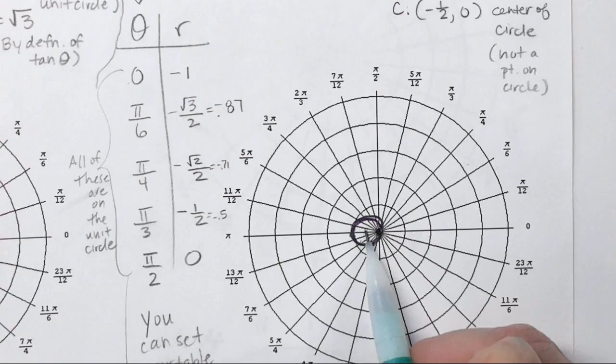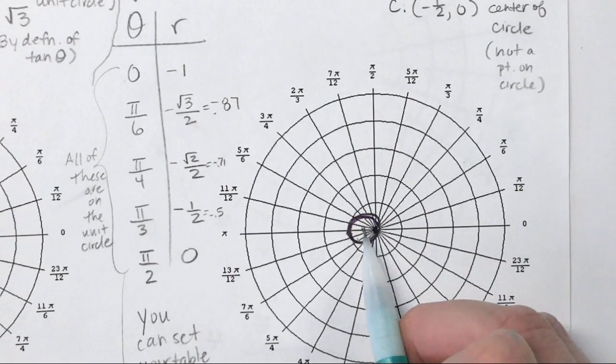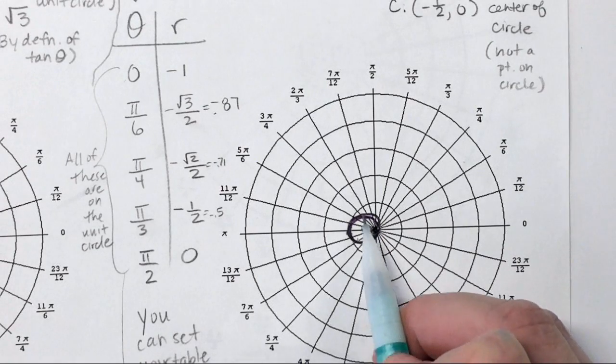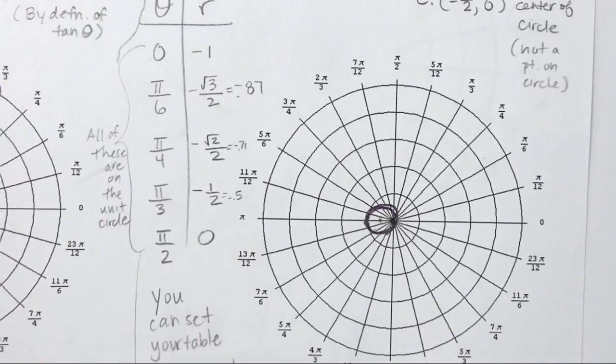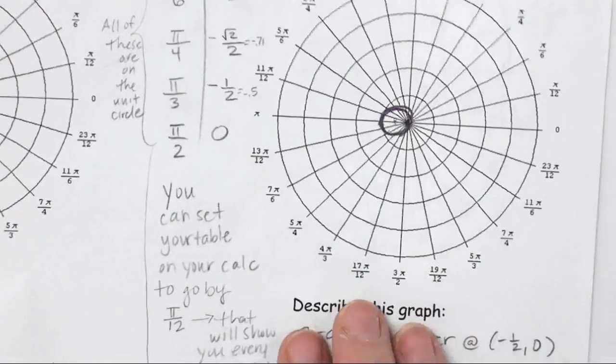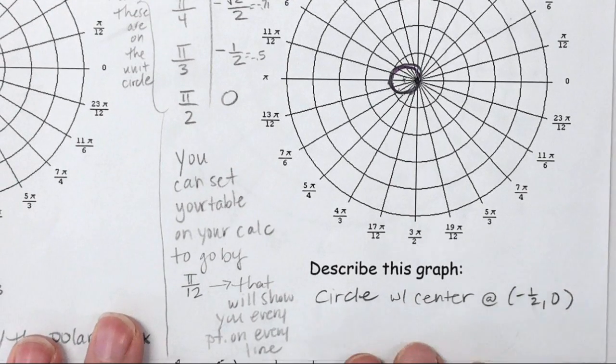Thank you. Right, so -1/2, 0 is going to be the center, and your radius is going to be 1/2. All of these are going to be 1/2 from your center. So it says, describe this graph. So the graph is just going to be a circle with the center -1/2, 0.